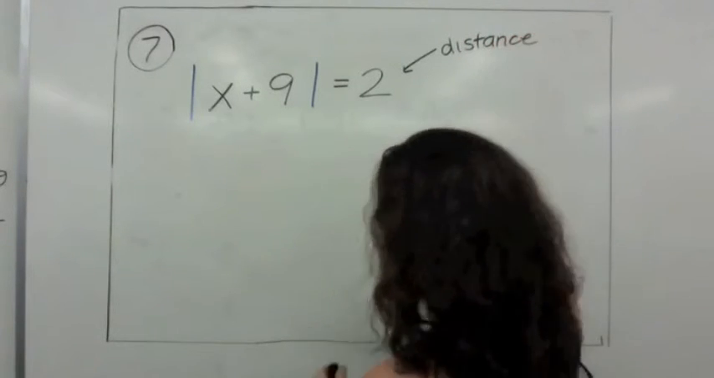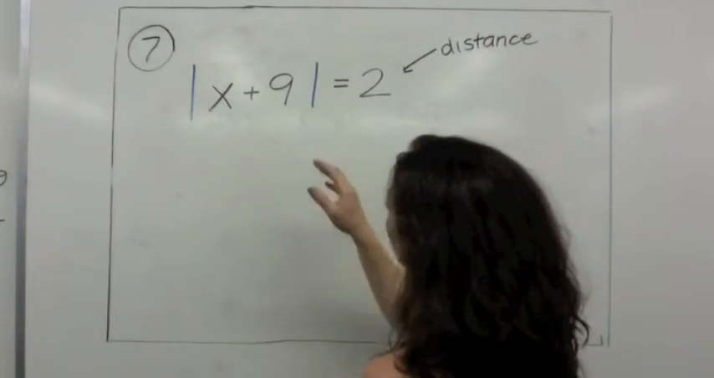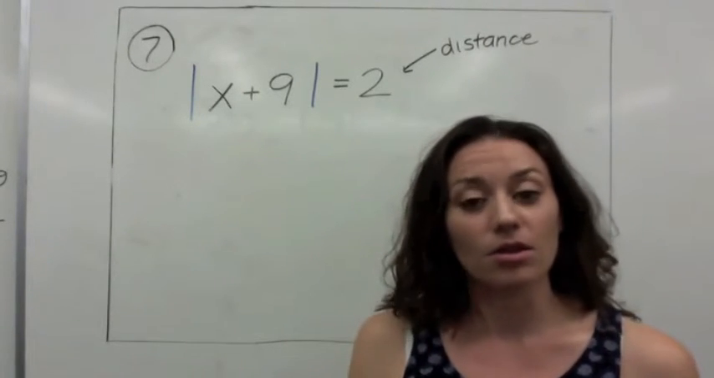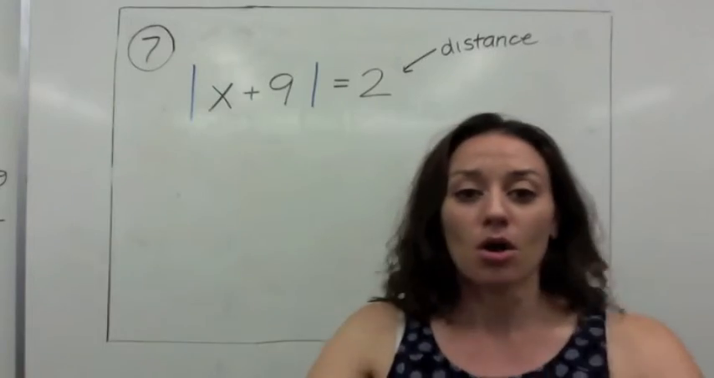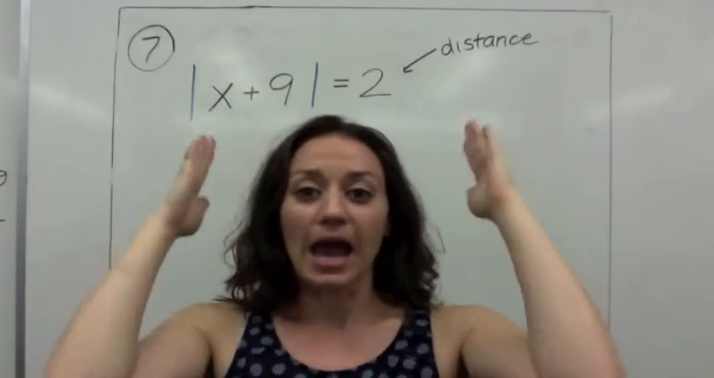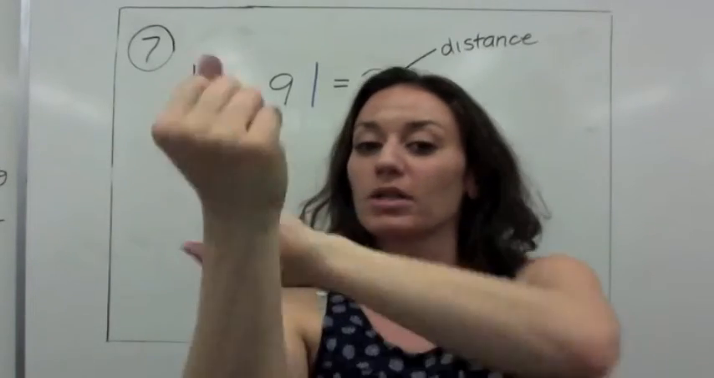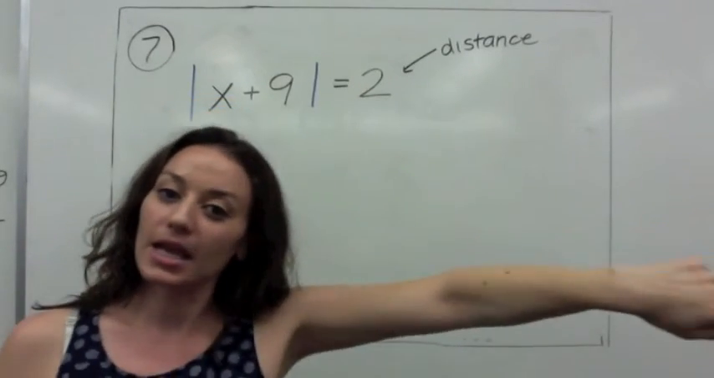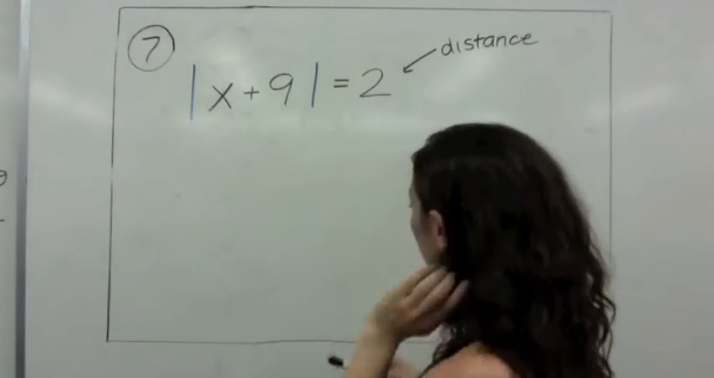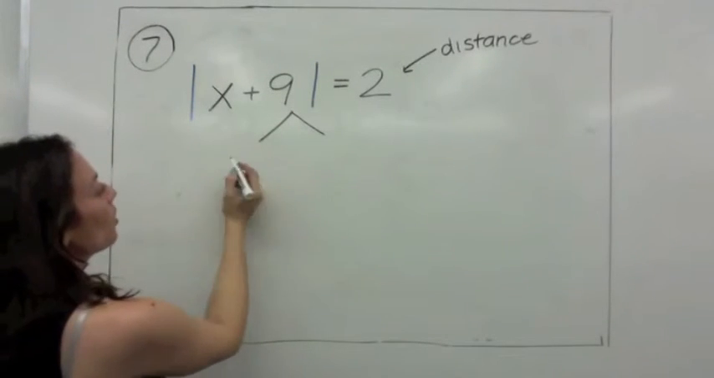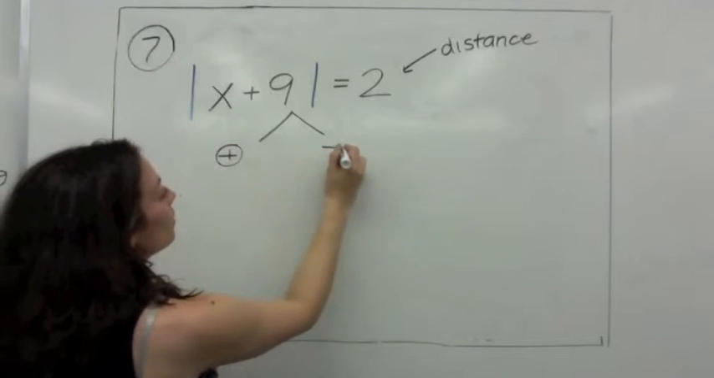And because absolute value symbols always make something positive, there are two possibilities, right? There are two different equations you're going to have to write. So hold up absolute value symbols and say absolute value equations have two answers. One's positive, one's negative. All right? So you have two possibilities here. One's positive and one's negative.